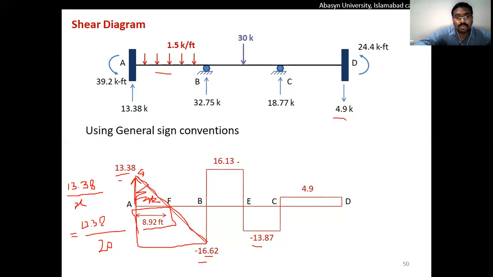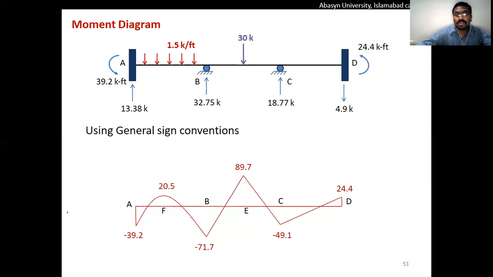plus 16.62, which is in the downward direction from point P. And using this principle, using this compatibility relationship, you can easily find out the value of x, which is basically used in the location of the point of contraflexure.